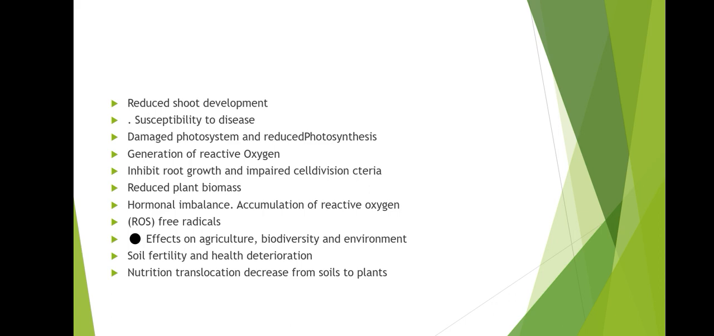Biotic factors lead to reduced shoot development, susceptibility to disease, damaged photosystem and reduced photosynthesis, generation of reactive oxygen species, inhibited root growth and impaired cell division, reduced plant biomass, hormonal imbalance, and accumulation of reactive oxygen species. They affect agriculture, biodiversity, and environment, and then soil fertility and health. Nutrient translocation decreases from soil to the plants.